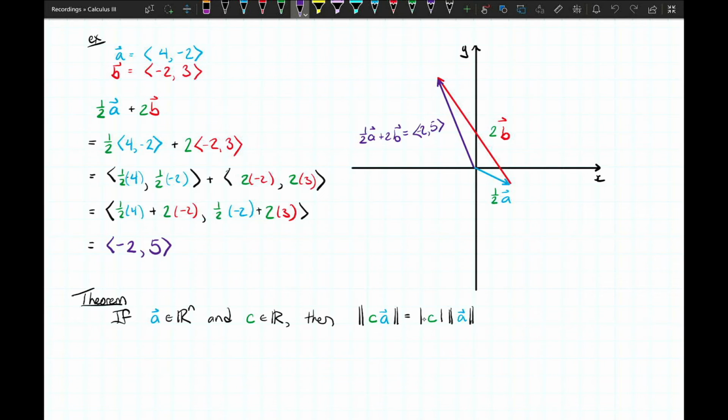So another way to compute that is by taking the absolute value of that scalar multiple c and simply multiplying that by the length of the original vector a. That gives us the length of CA overall.